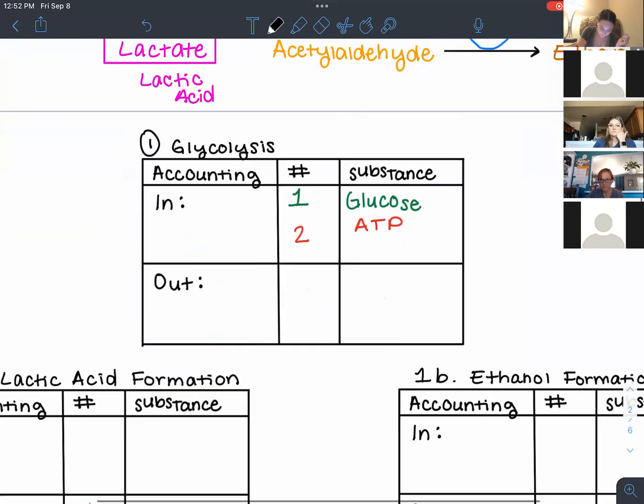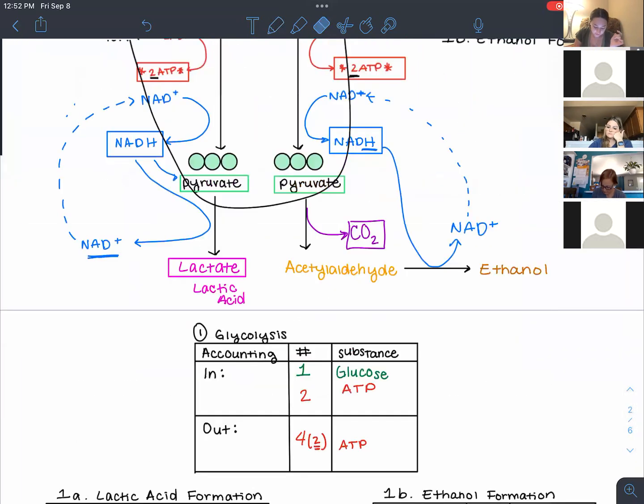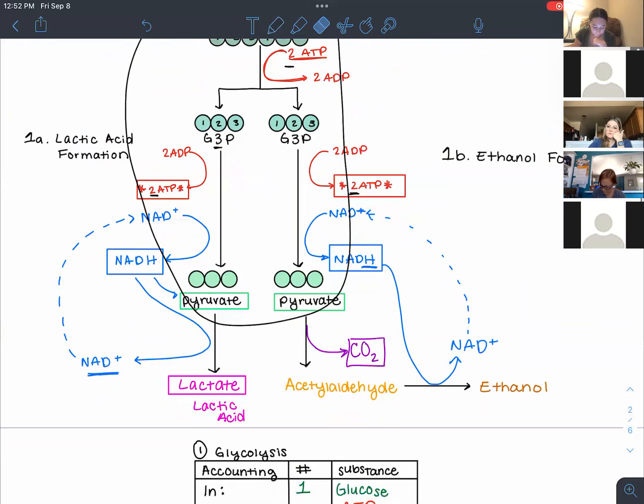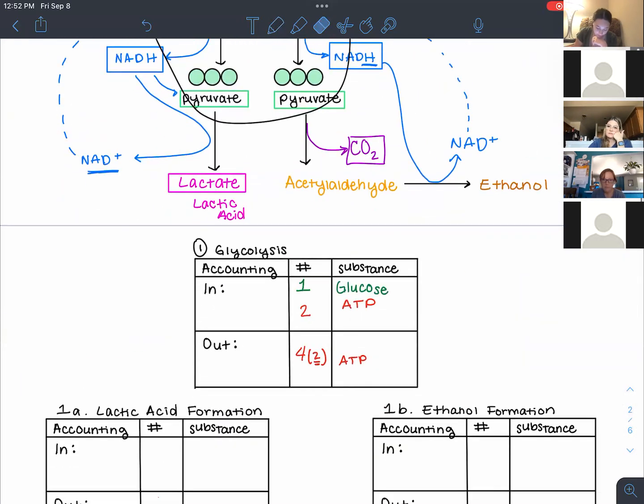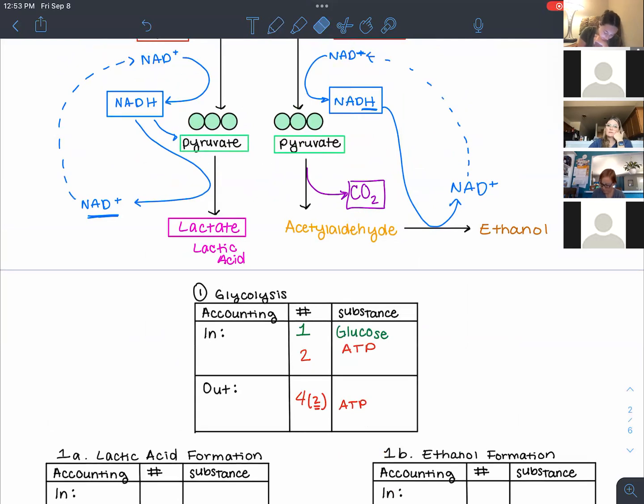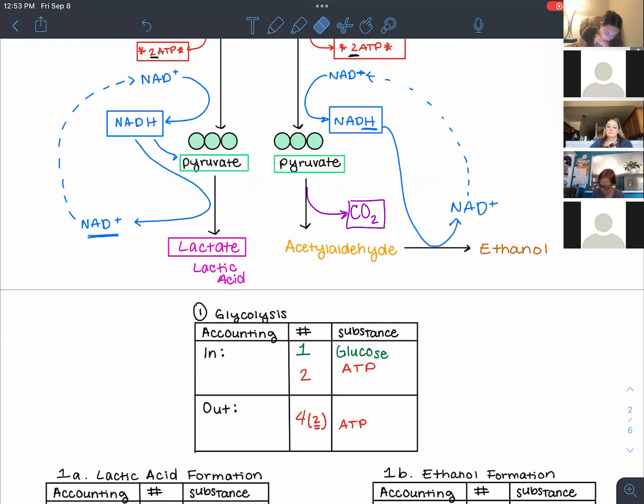The ATP we made, we made 4, but really we made 2 net ATP. What else did we get out of glycolysis? 2 NADH, and we see that here, and then 2 pyruvate. Exactly. So I have 1 NADH, 1 NADH there, 1 pyruvate, 1 pyruvate. So we have 2 NADH and 2 pyruvate.